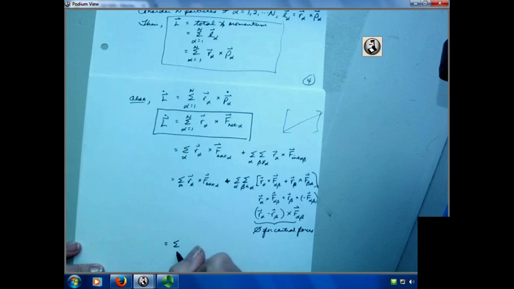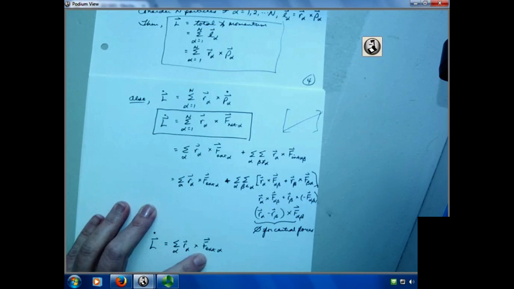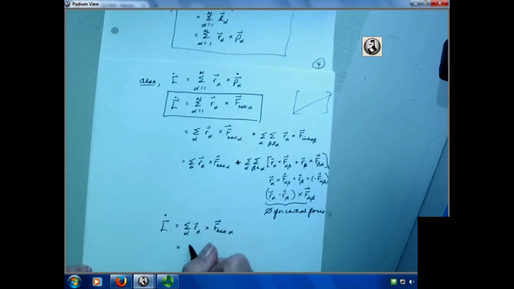All right, so in that case, then we just have to note that we have sum over alpha r sub alpha cross f external sub alpha. We only have to include external forces. Internal forces can be neglected because they always add up to 0. And if I look at this and I say, hey, you know what? The sum over all particles of the location of particle crossed with the external forces on that particle, the net external force on that particle, that is actually equal to the net external torque.